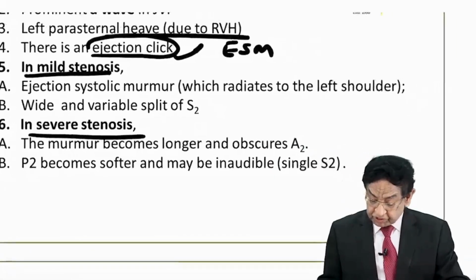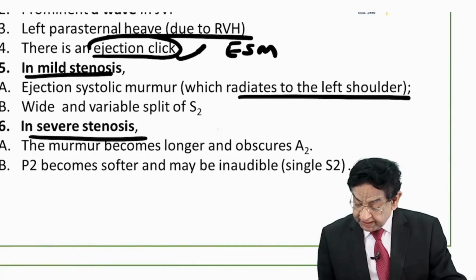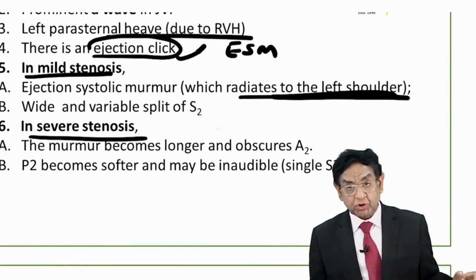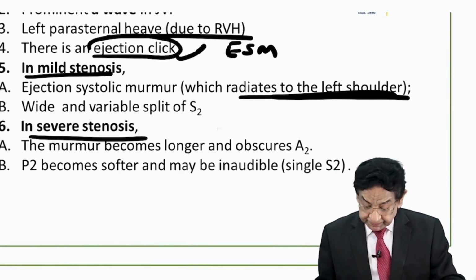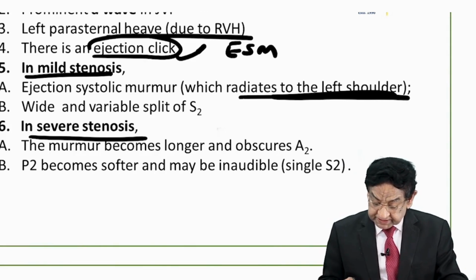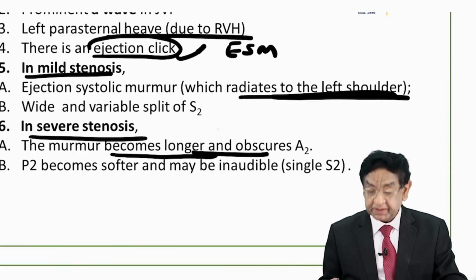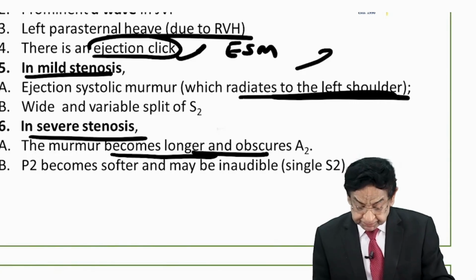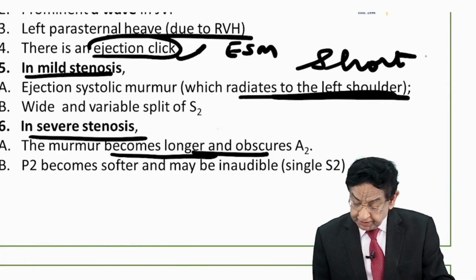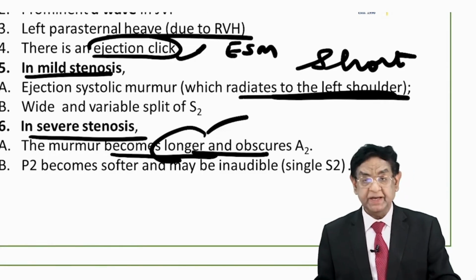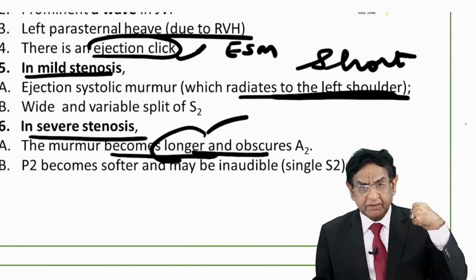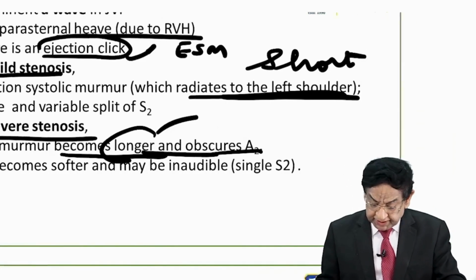So, ejection systolic murmur, it radiates to the left shoulder, point to be noted. In severe cases the murmur becomes longer. Point to be noted, in mild cases the murmur is short, but in severe cases it becomes longer. Now in severe cases it may become so long it can even obscure A2.